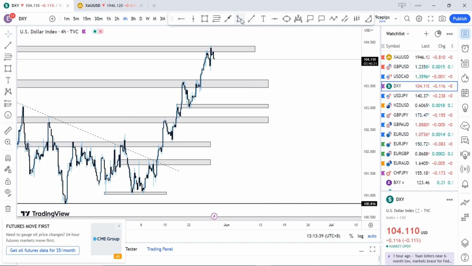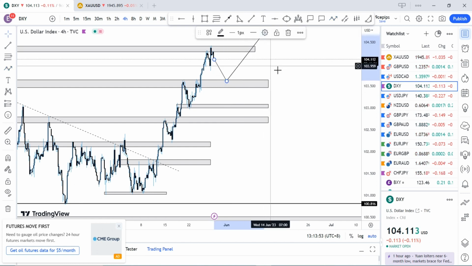Hence, if that's going to happen, we might just get that pullback a little bit. If that is going to happen, then USDCAD will pull back, GBPUSD will pull back to the upside, and gold will pull back to the upside, and then we can get that continuation to the upside.